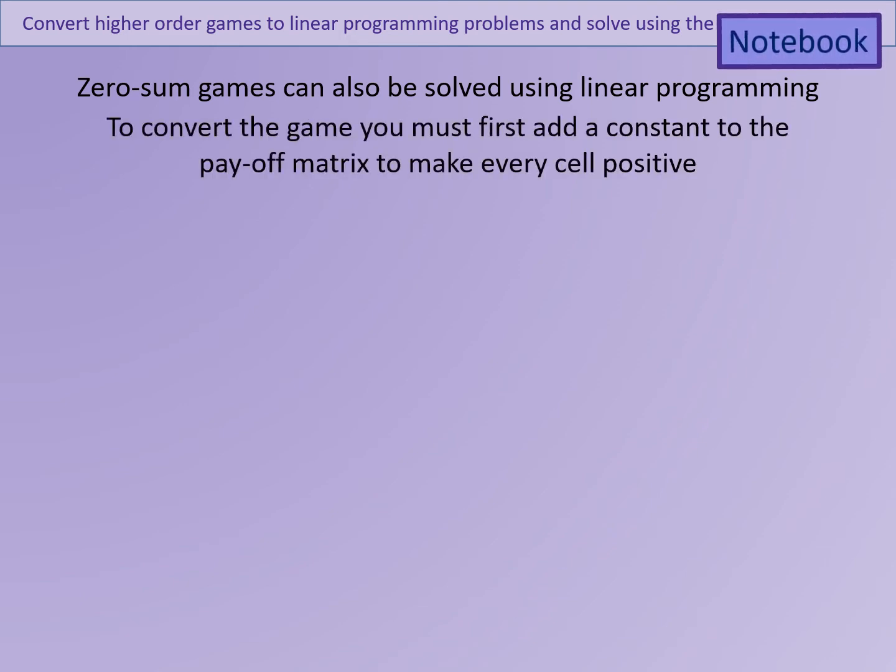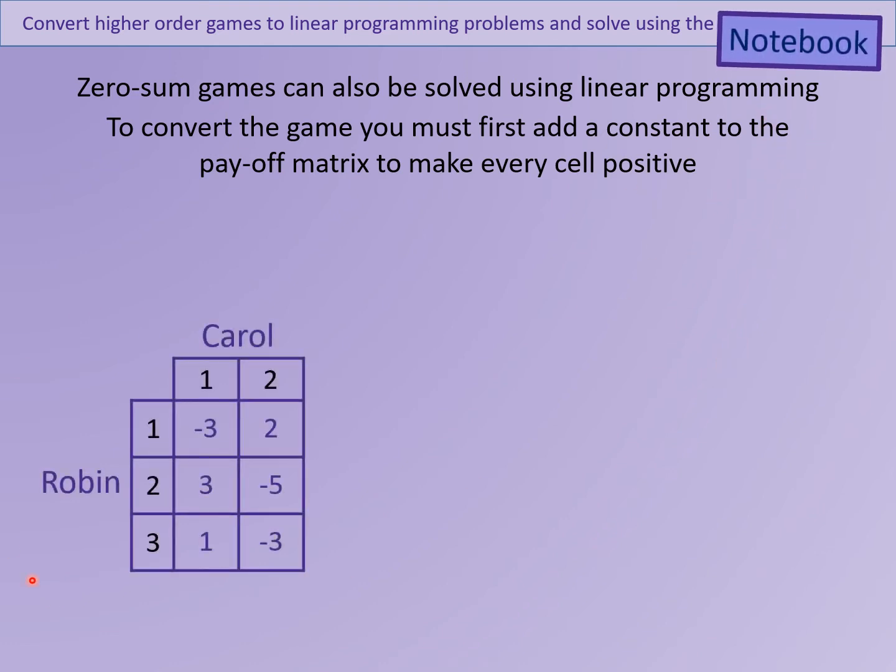In this case, we can use linear programming to solve zero-sum games that have more than 2 strategies. But to do that, we need to convert the game itself so that each of the cells has a positive value. I'll explain the reason why in a minute. For example, if we look at this game, we've already got the answer to it, of course, and we solved it using Carol to get Robin's answers, but we're going to have a look at doing it straight away from Robin's point of view.